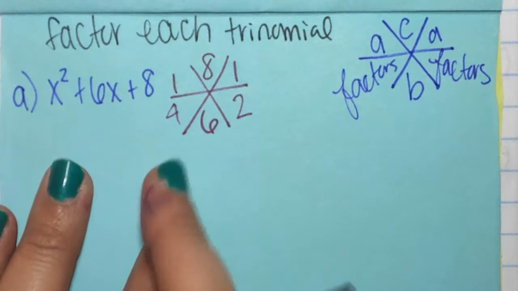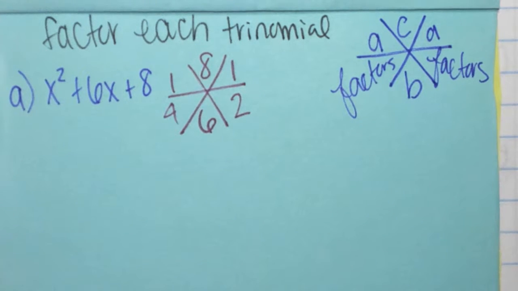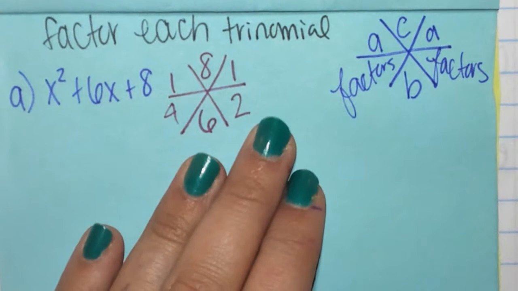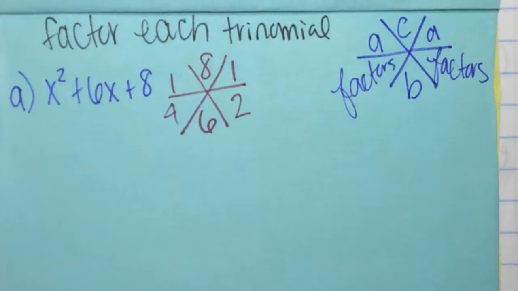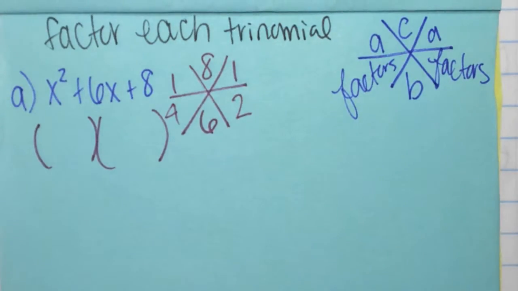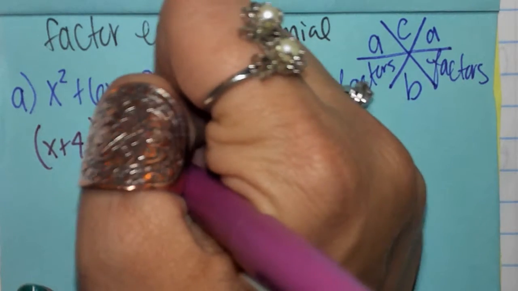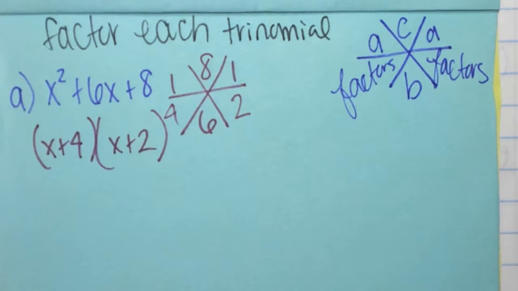Alright, now normally you would reduce your fraction, but we don't have to reduce it because 1 is on top. Now, we put it in parentheses. Do we have to write the 1 in front of x? No. So we just write x plus 4 and x plus 2, and look at us go.